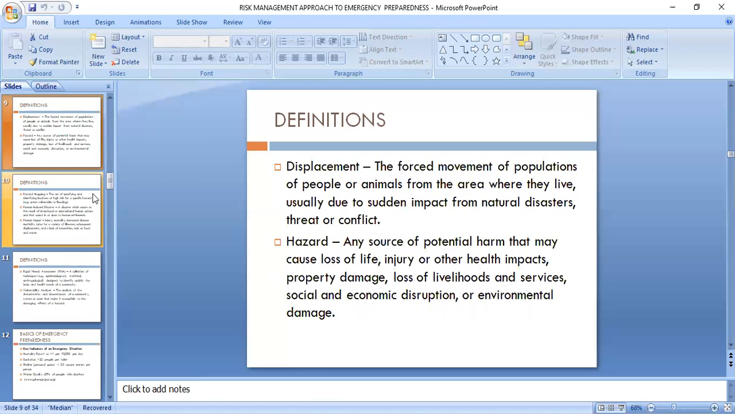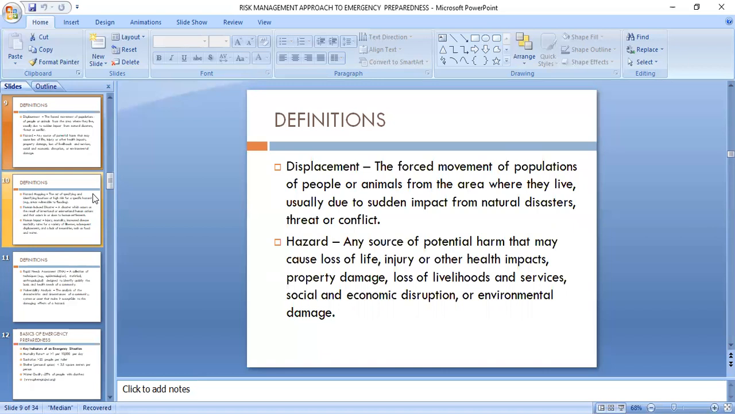Displacement is the first movement of populations of people or animals from the area where they live, usually due to sudden impact of natural disasters, threat, or conflict. So every time there's a disaster, you will see people running away from that point where the problem started or spread to. So you will see people migrating from one community to the other, from one country to the other. Then we have hazard.